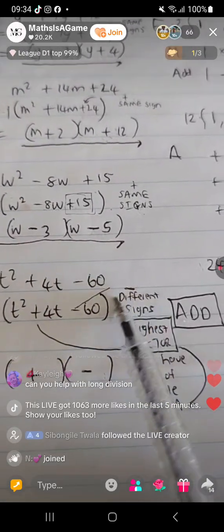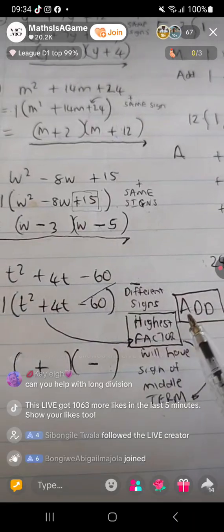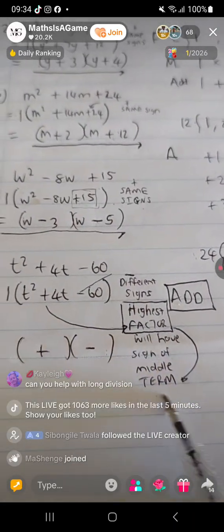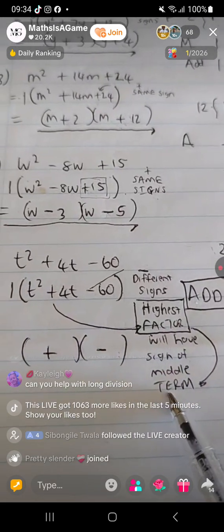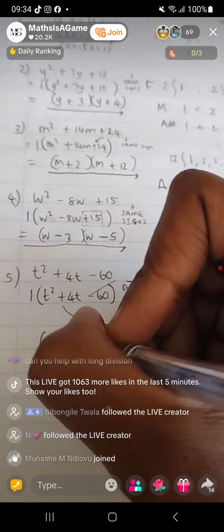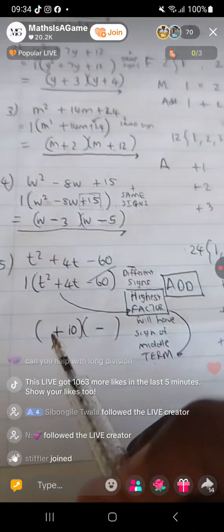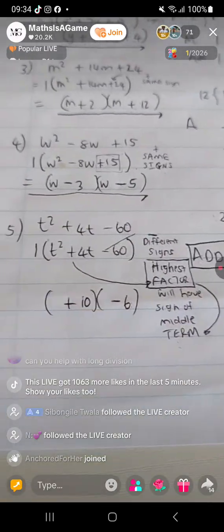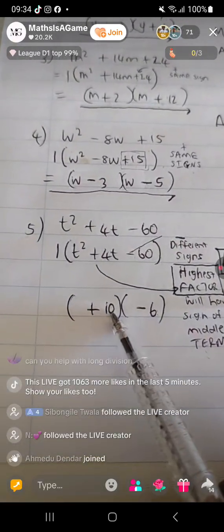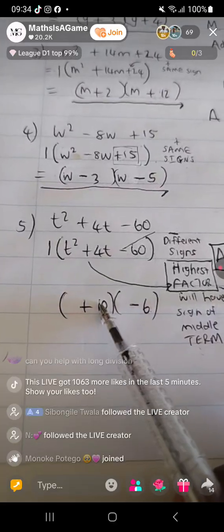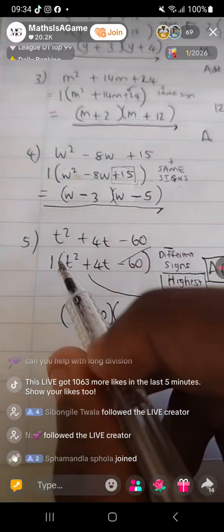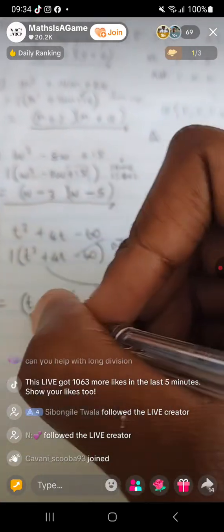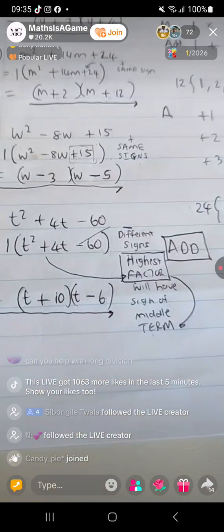We say different signs. And furthermore, the highest factor will have the sign of the middle term. So that's why we write 10, the highest number, positive, and 6 with the negative. The highest factor has the sign of the middle term. Then to get t squared, it's t and t. Done.